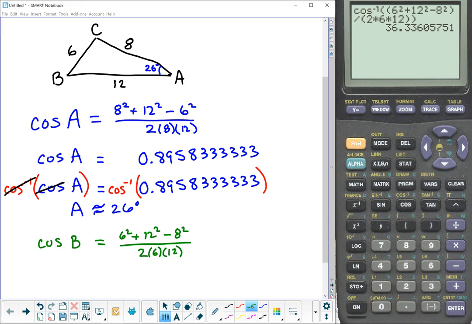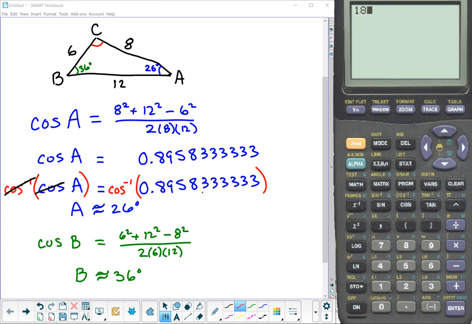And that's actually just B because I'm already using inverse cosine. So I just get 36.33, or I'm going to say B is approximately 36 degrees. And with that, I don't need to do any more law of cosines or sines. I just need to take it away from 180. So 180, take away 36 degrees, take away 26 degrees. And that top angle should be 118 degrees.